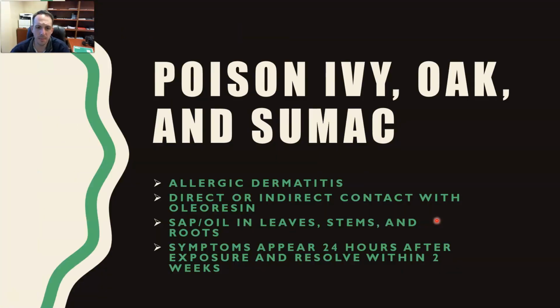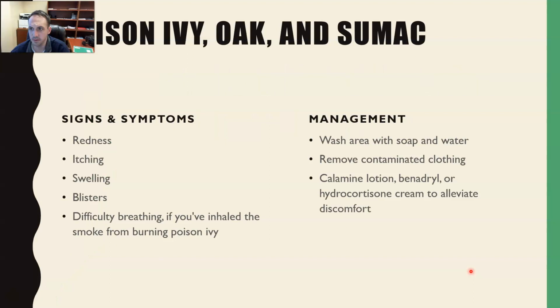A specific type of allergic reaction is poison ivy, poison oak. This is allergic dermatitis with that. It can be caused by a variety of different things, but it's going to be direct or indirect contact with the chemical that comes from the oil or sap in the leaves and stems of these plants. And symptoms usually appear 24 hours after exposure and resolve in about 2 weeks.